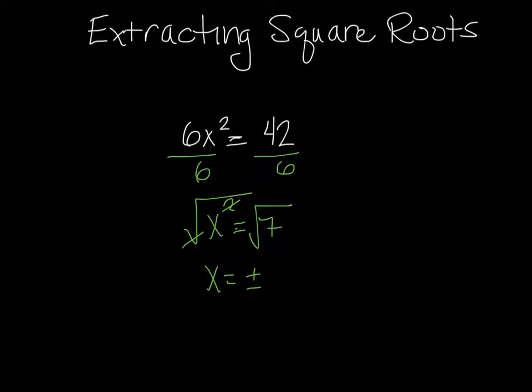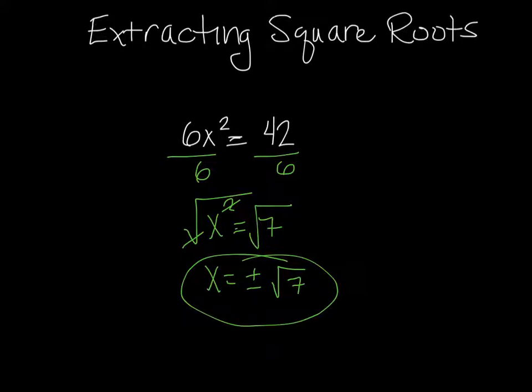And then we're left with the square root of 7 because I don't know the square root of 7 and I can't simplify the square root of 7. This would be my answer. Sometimes you can simplify the square root. Sometimes you can actually just square root it and be done. But in this case, 7 is prime. There's nothing I can do with it.